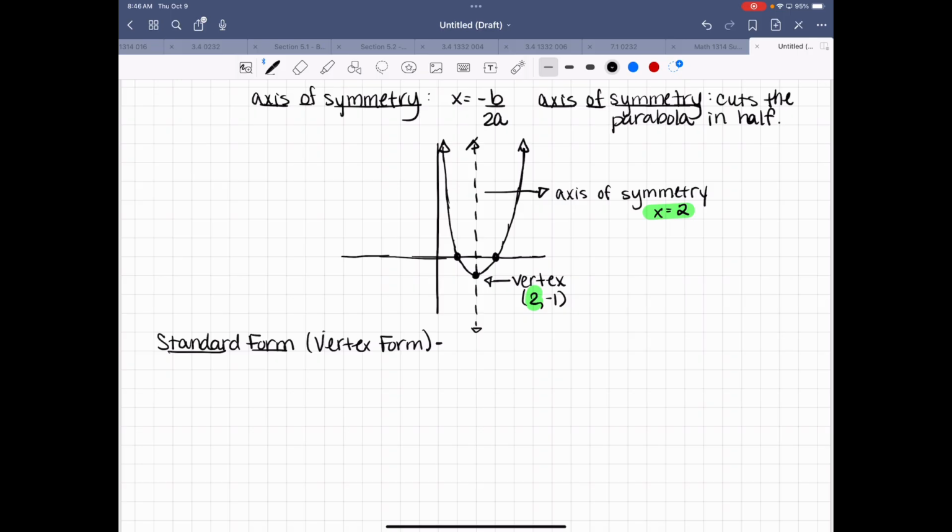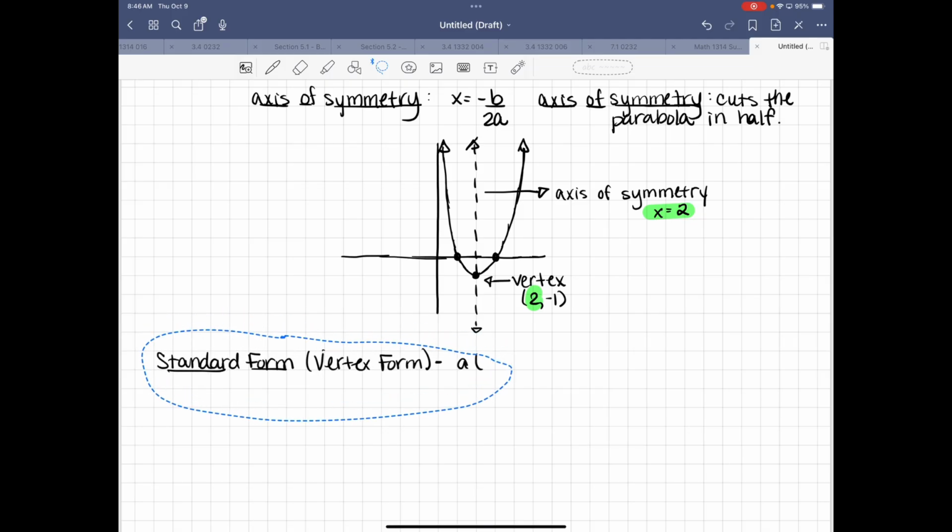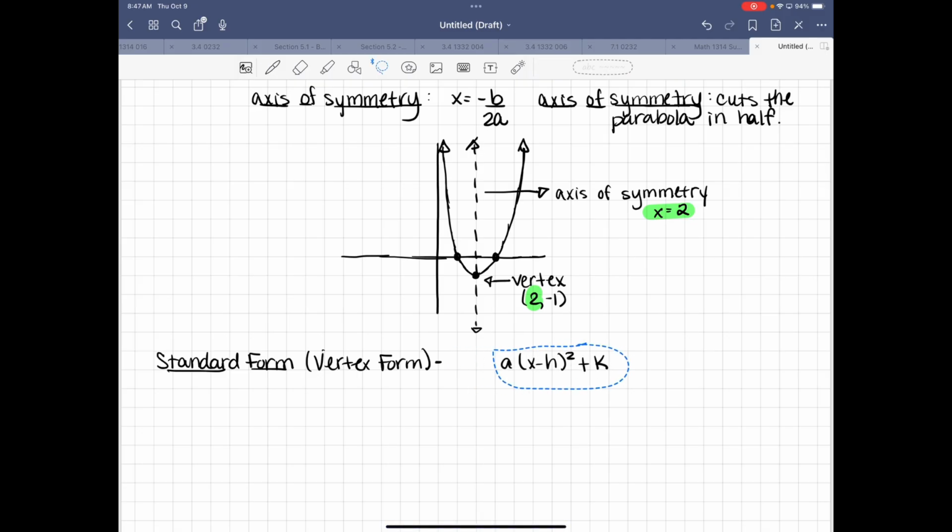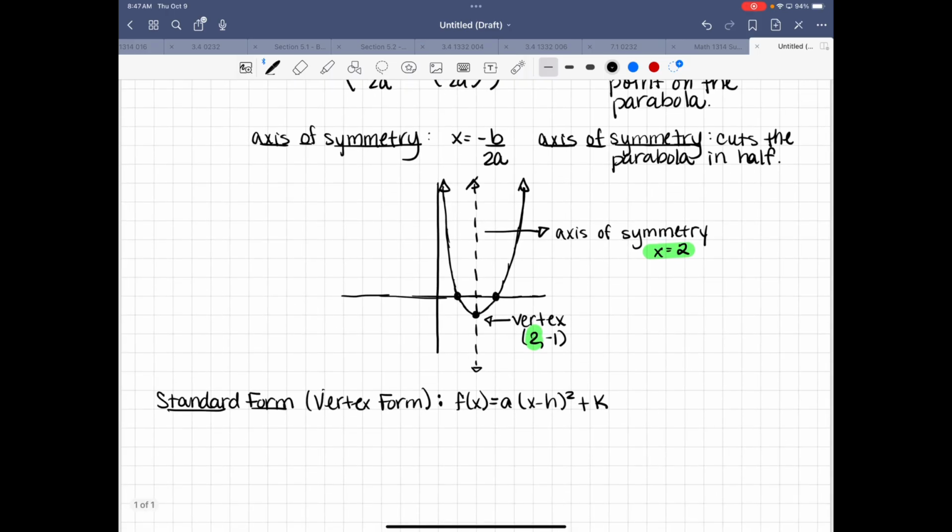And standard form is a times x minus h squared plus k. I should actually put f of x there. F of x equals a times x minus h squared plus k. Our vertex here is actually really easy, really nice. And it is going to be (h, k).